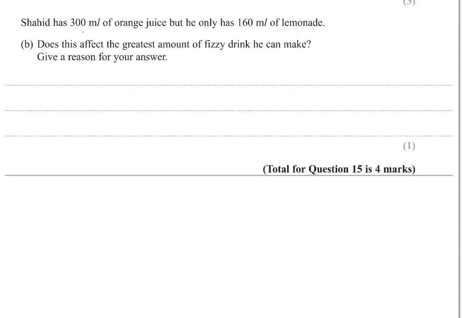Right, Shahid has 300 mils of orange, but he only has 160 mils of lemonade. Does this affect the greatest amount? Well, no, because he still has the same amount of orange juice, and the problem before was that he didn't have any more orange juice. So no, as he still doesn't have any more orange.